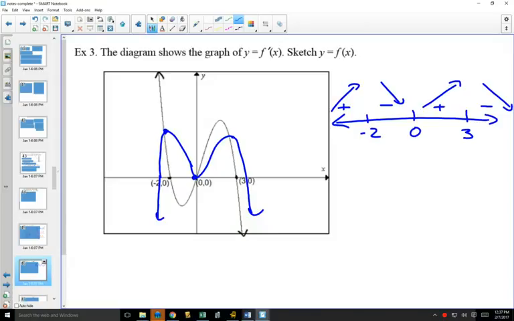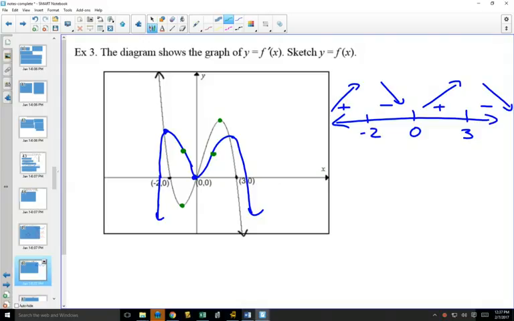We also can see from our derivative graph that where we have a maximum and minimum, these are going to be inflection points on our original graph. So we know that it's going to change from concave up to concave down.